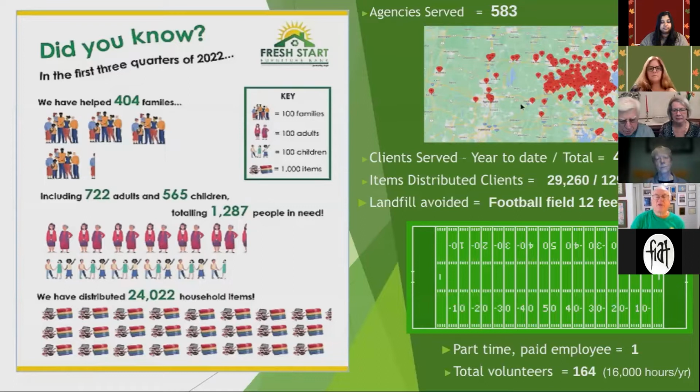The agencies that we serve, 583 agencies across Massachusetts. It leaks a little bit over into some bordering states, with the vast majority in Massachusetts. We've served now 460 clients. This data is newer than the end of Q3, totaling almost 3,000 clients. We've distributed 29,200 items this year, totaling 129,000 items since we started.